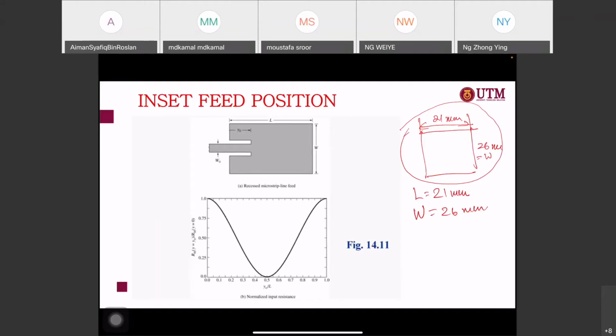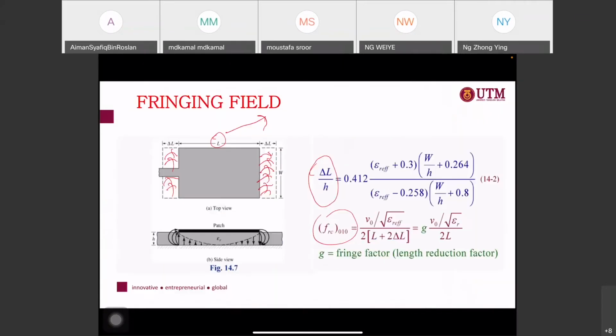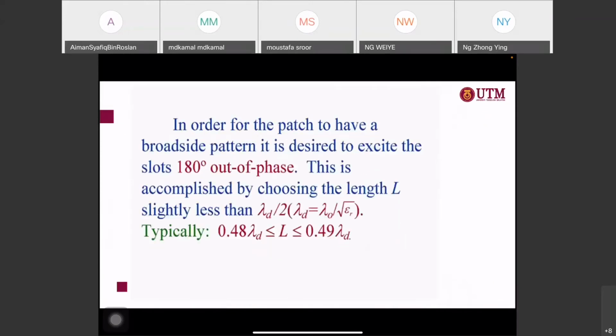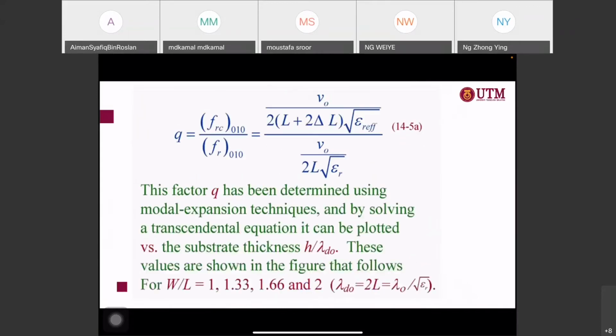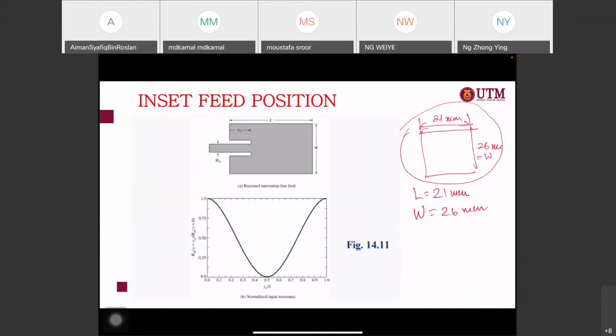So as I mentioned to you before, in terms of the matching, we also have different techniques where you can match the impedance, as you can refer from my notes before. So we can match your antenna with the transmission line. We can match using the coaxial line. We can match using proximity, aperture couple, or sometimes the coplanar waveguide. So these are the techniques that you can match with.